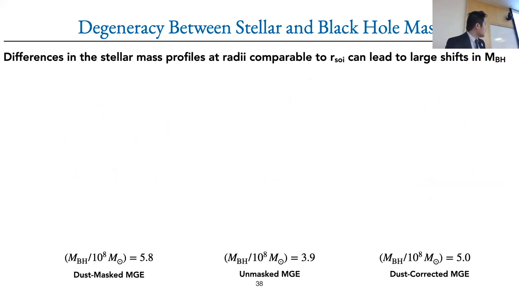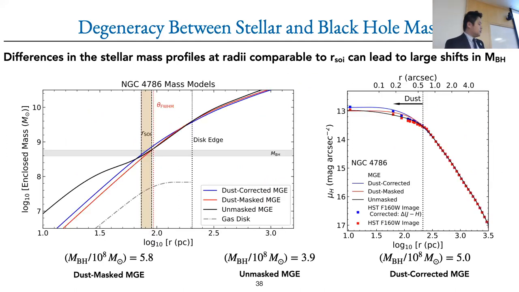We can also look at the enclosed mass of the stellar mass profiles as a function of log radius, represented by the different colored curves here. Depending on which one we use in our models, we get a different answer for black hole mass. Towards the disk edge, the stellar mass agrees amongst the models because the mass budget is well constrained there. But as we move towards the resolution limit of the telescope and the sphere of influence of the black hole, represented by the yellow shaded band here, these differences in the stellar mass profiles drive the big differences in black hole mass.